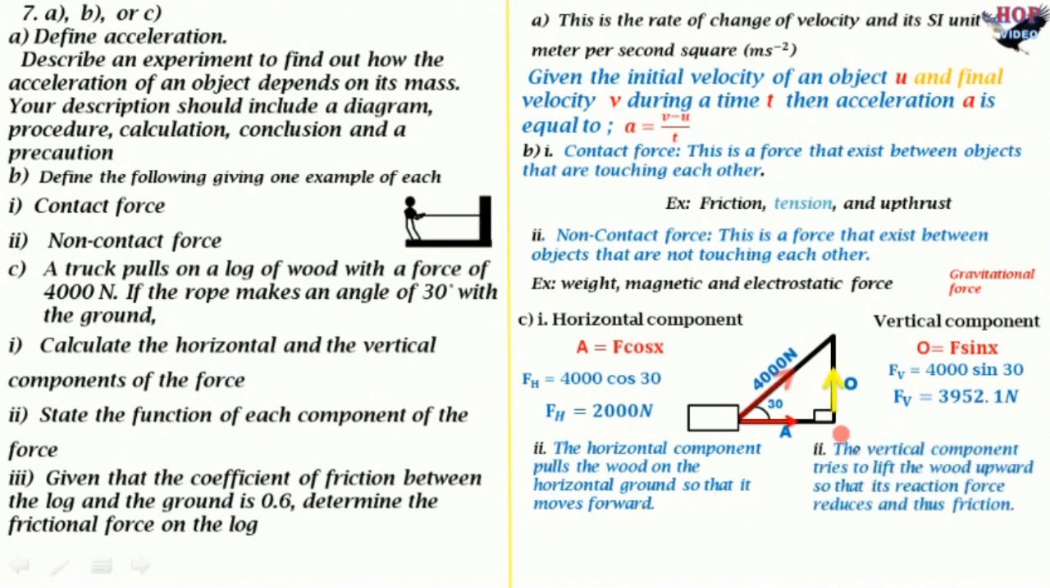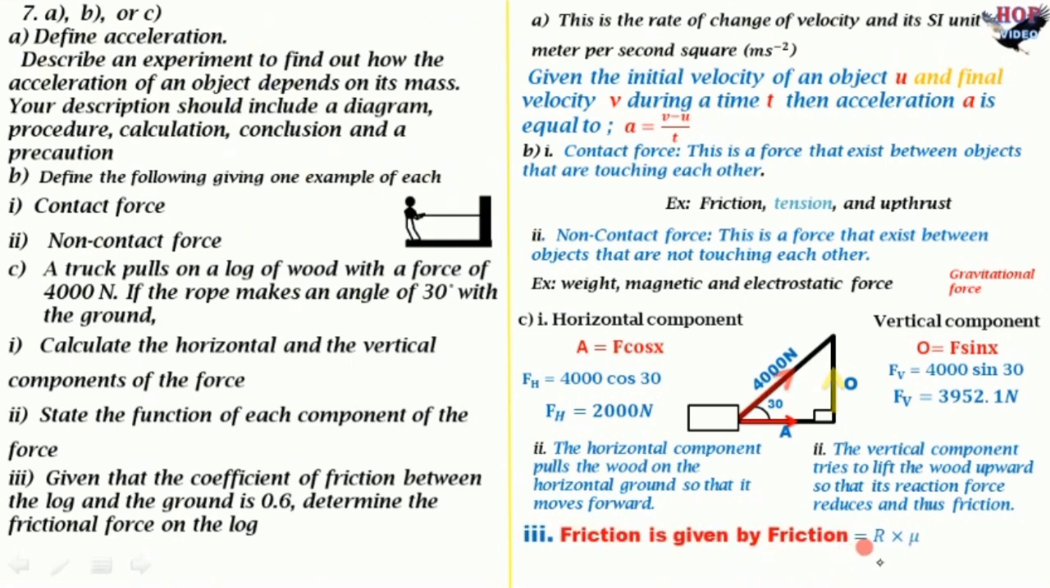But if we look at the vertical component, it acts upward, so it's trying to lift the box from the ground, and by so doing, it's going to reduce the force that it is exerting on the ground. Thus, we see that the vertical component tries to lift the wood upward, so that its reaction force reduces, and thus friction.